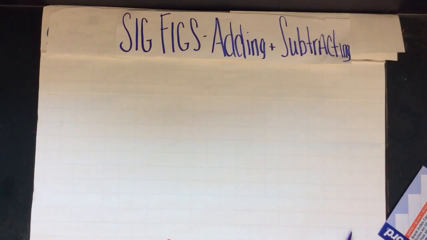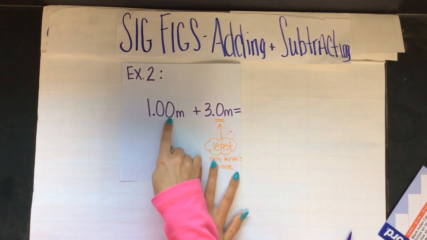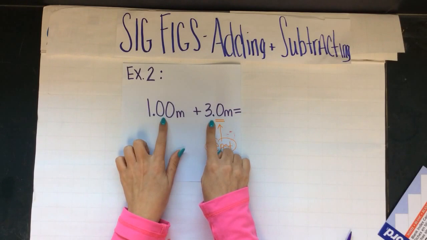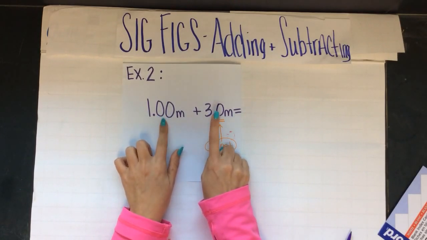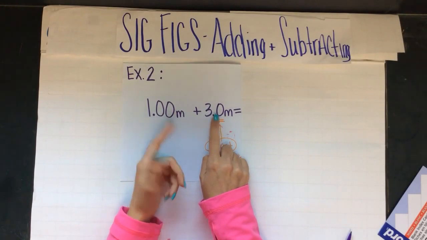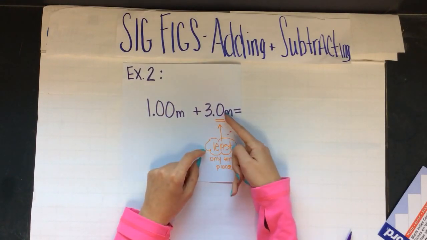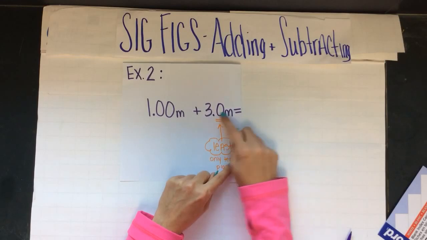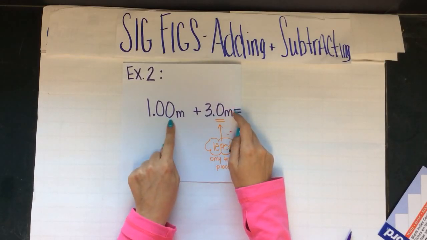How about if I want to add these two numbers? 1.00 meters and 3.0 meters. So again, I look at these two and I say, which one did I use a better piece of equipment? Which meter stick was better? Clearly I used different meter sticks. This one I used a meter stick that went to the hundredths place, and this one only to the tenths. So clearly this one's my weakest measurement, right? It's the one with the least amount of places, one place after the decimal, right? The tenths place. This one goes to the hundredths.